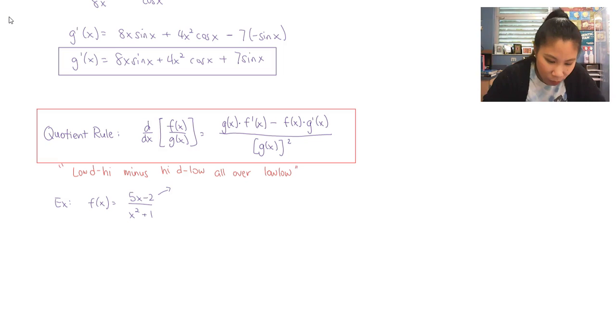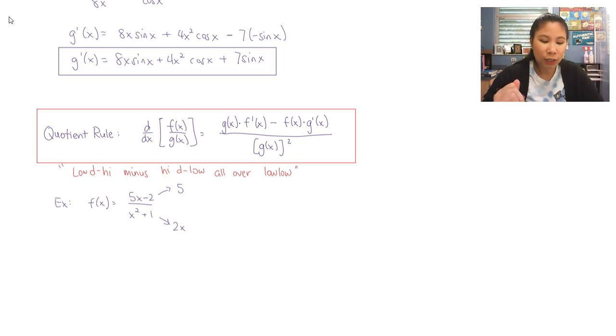So the first thing I'm going to do is take the derivative of both the top and the bottom. So 5x minus 2, the derivative would just be 5. The minus 2 part, it's a constant, so the derivative would be 0. On the bottom, x squared, the derivative is 2x. The plus 1, the derivative would be 0.